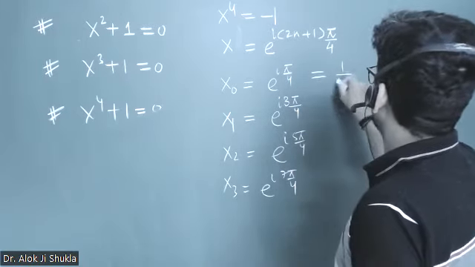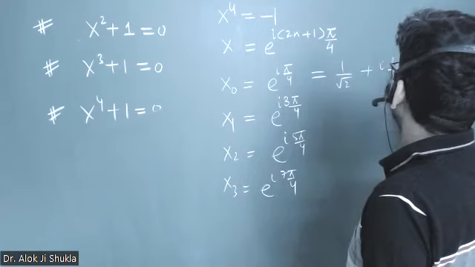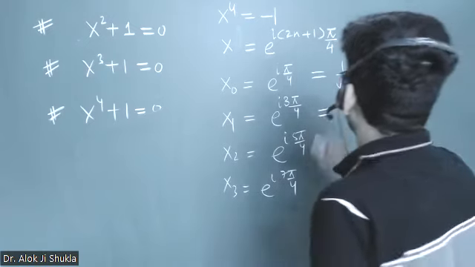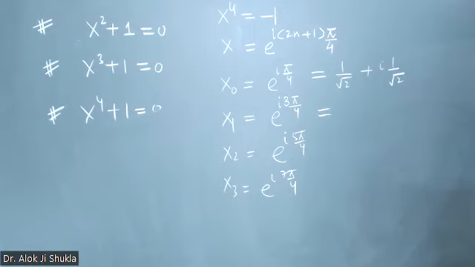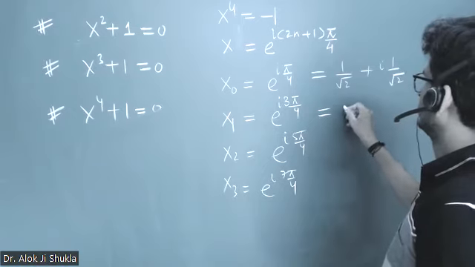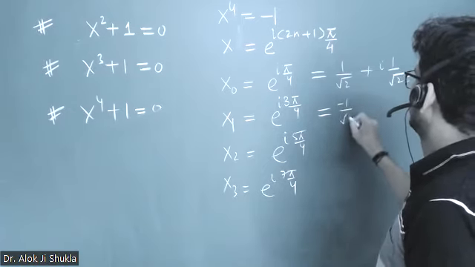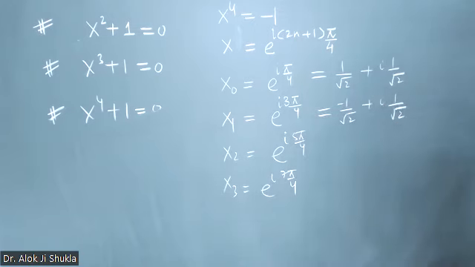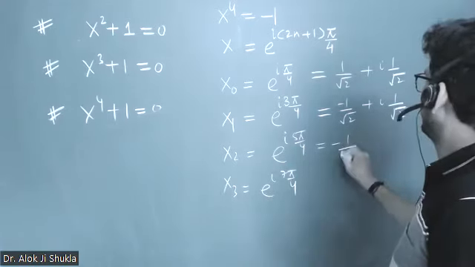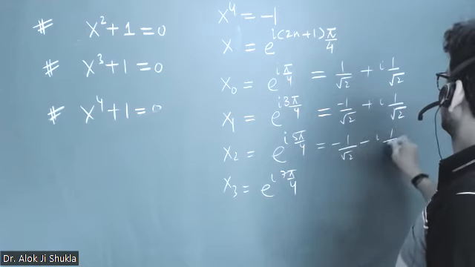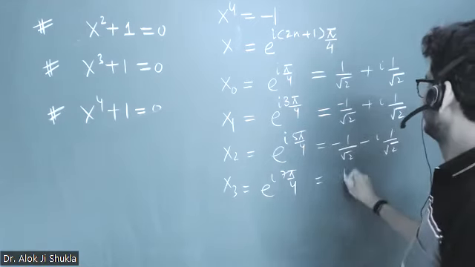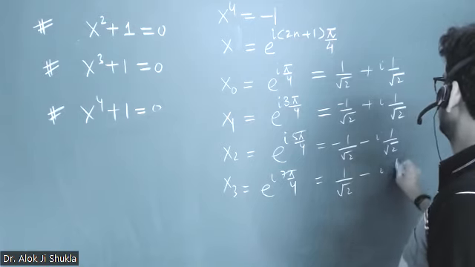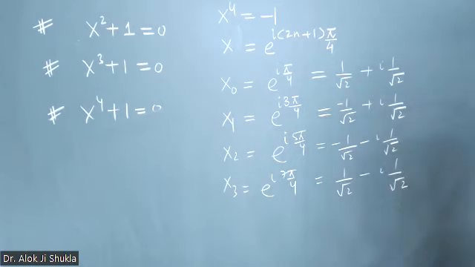First quadrant, both are positive: 1 by root 2 plus iota 1 by root 2. Then 3 pi by 4, second quadrant: minus 1 by root 2 plus iota 1 by root 2. Third quadrant, both are negative. And fourth quadrant, cos is positive and sine is negative.